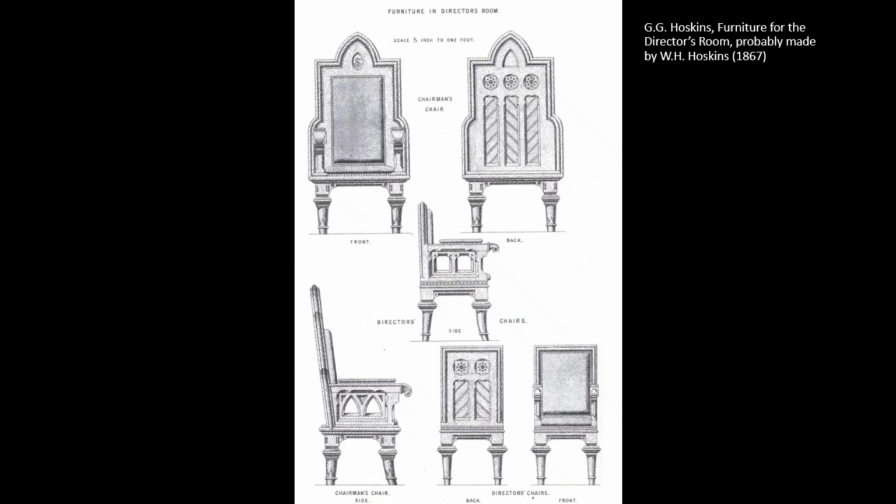In my research, I discovered that Hoskins also designed the furniture to be used within the building, as we can see from this image. Hoskins' brother, Walter Hamlet Hoskins, was a director of the North of England School Furnishing Company, and it's likely that this company manufactured the furniture for the building.